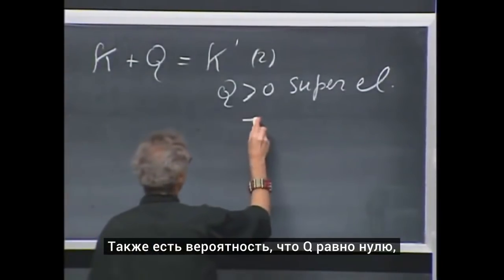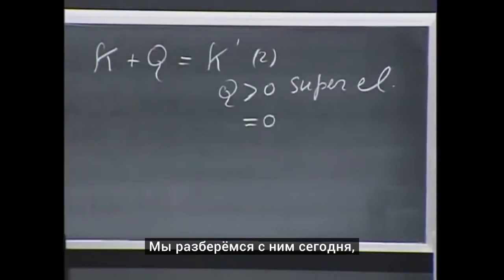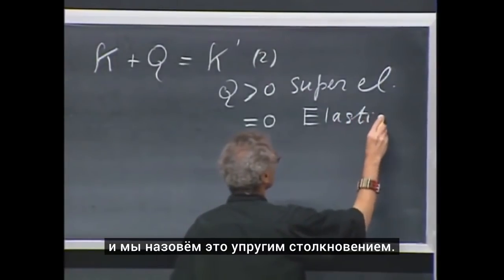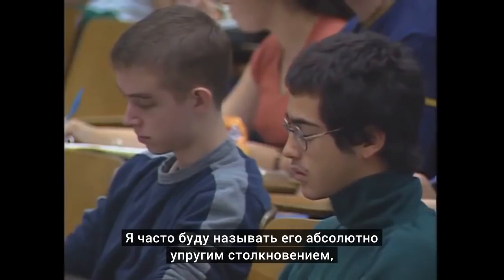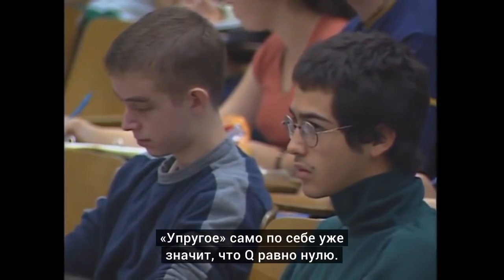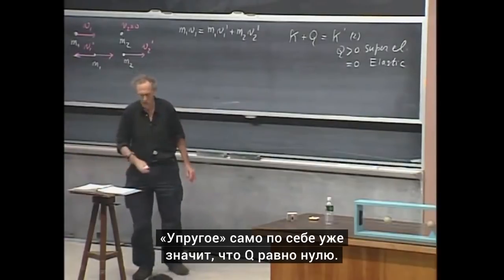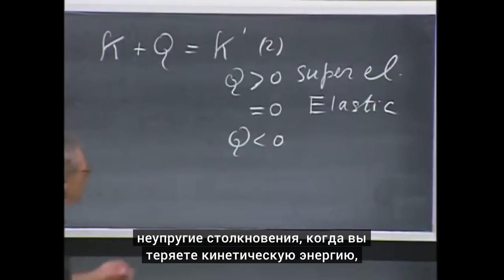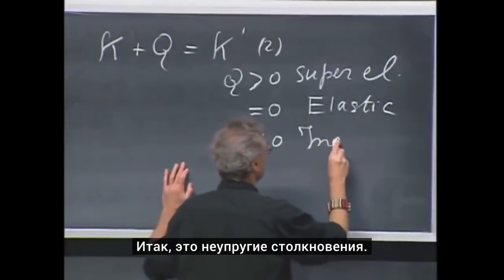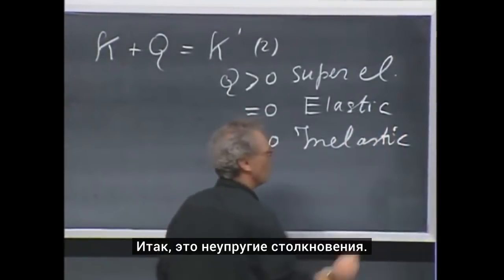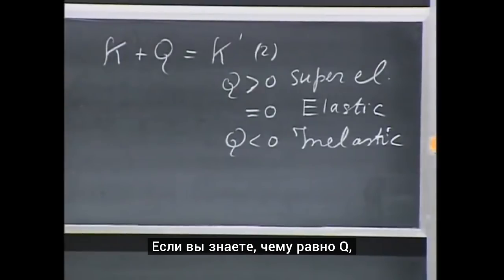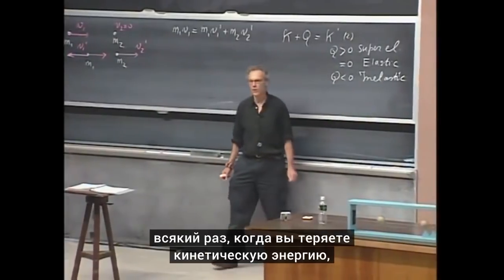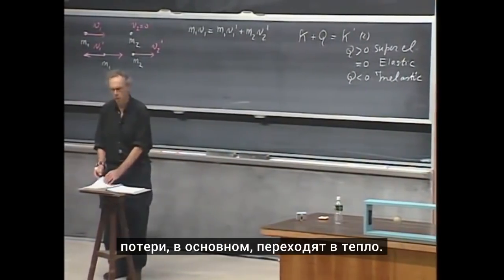And then there is the possibility that q equals 0. Very special case. We will deal with that today. And we call that an elastic collision. I will often call it a completely elastic collision, which is really not necessary. Elastic itself already means q is 0. And then there is a case of which we have seen several examples last time of inelastic collisions when you lose kinetic energy. So this is an inelastic collision. And so if you know what q is, then you can solve these equations. Whenever q is less than 0, whenever you lose kinetic energy, the loss in general goes into heat.